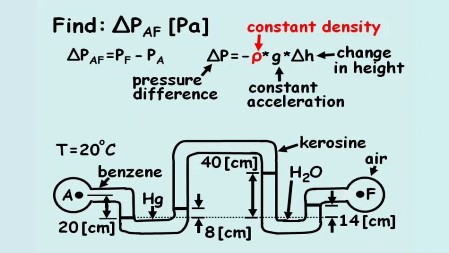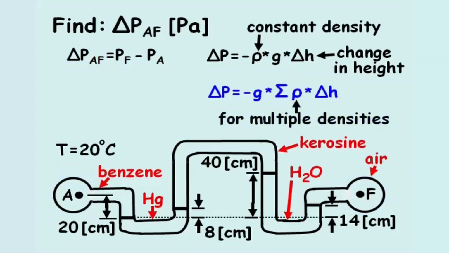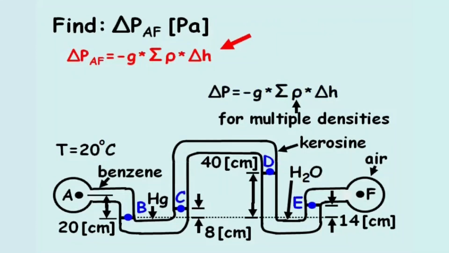If we want to find the pressure difference between 2 points which are separated by multiple fluids having different densities, then we must compute the pressure difference for each density and sum those pressure differences together. In our problem, there are 5 different fluids in the manometer, so we'll use the second equation. For convenience sake, we'll define the points B, C, D, and E at the fluid boundaries. This makes it easier to write out our equation for delta P of AF.